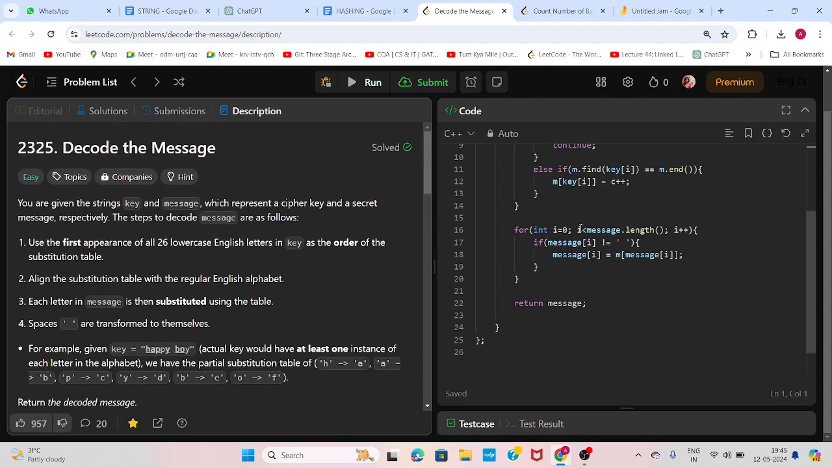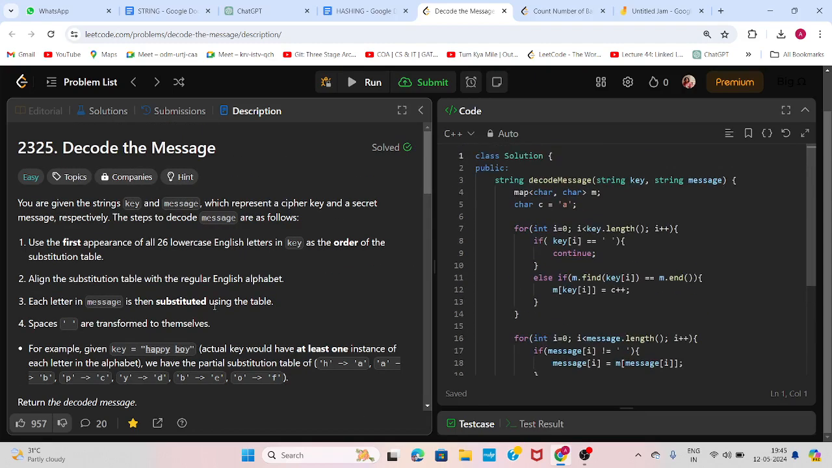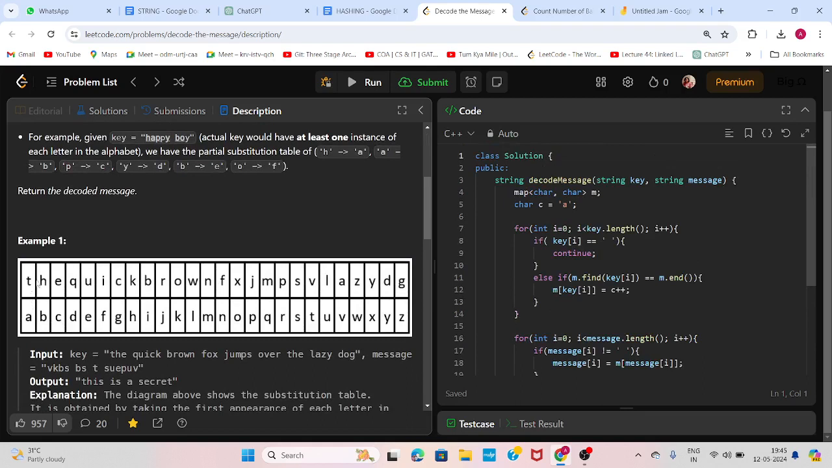So now let's jump to the code. The code is simple. We have to map the key letters with A, B, C, D, E, F. So what we're doing is taking a map of char to char, both of character types, and we are taking c as 'a' because we have to map it to A, B, C, D, E, F, G, and so on. Now we are looping for i equals 0 to the length of the key. Now if we get any space, we continue, because if there is any space, we don't need to do anything.